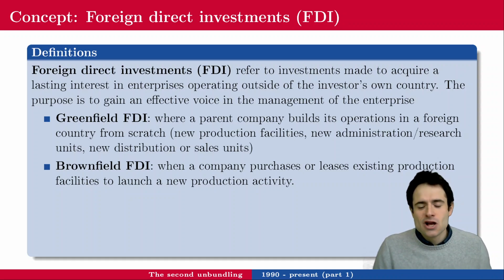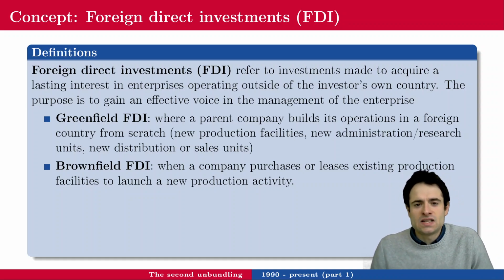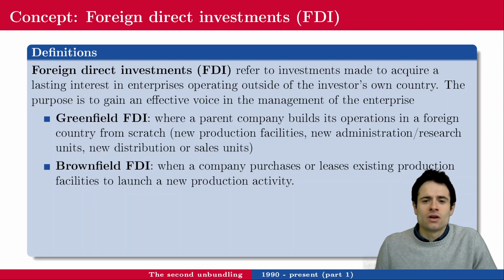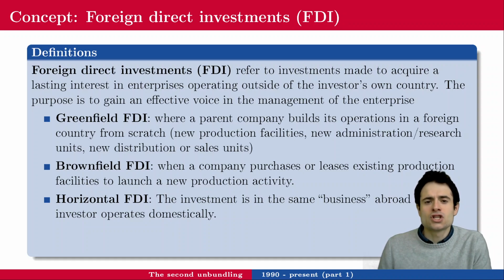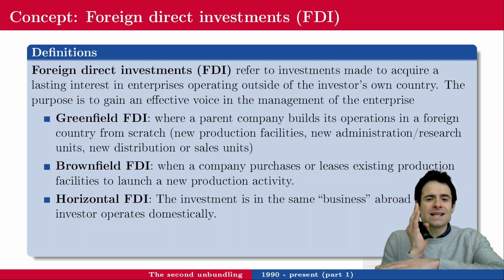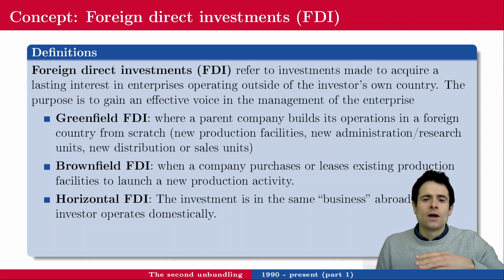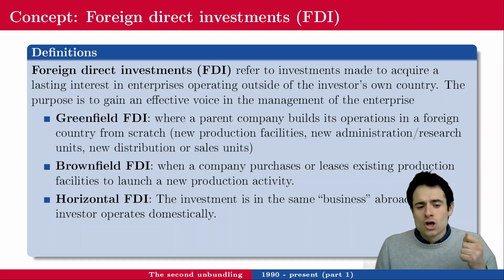So a Canadian firm could purchase the activity of another firm which already exists. That would be a brownfield FDI. And then we distinguish horizontal FDIs and vertical FDIs. These horizontal and vertical aspects are related to the production process. So we talk about a horizontal FDI when the investment is in the same business as the investor operates domestically.